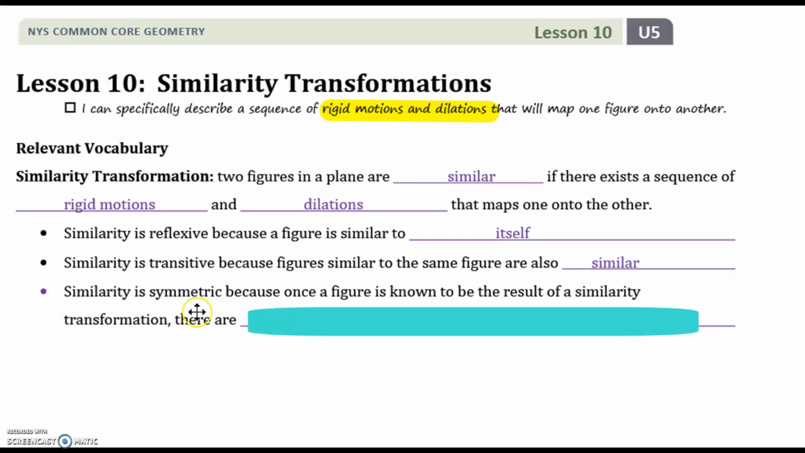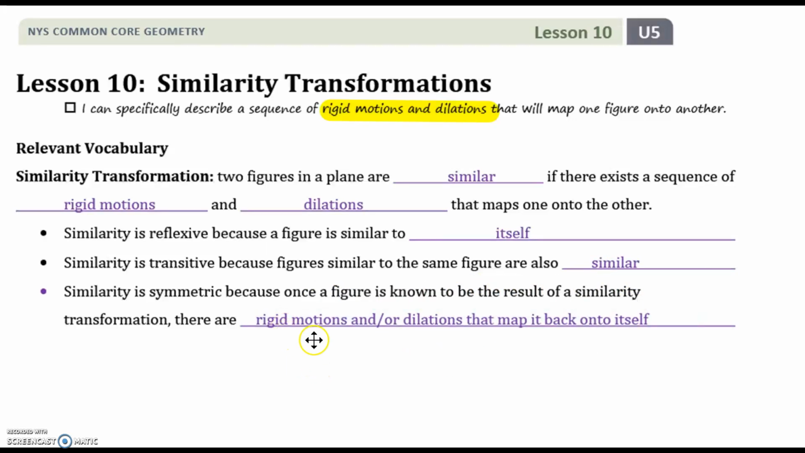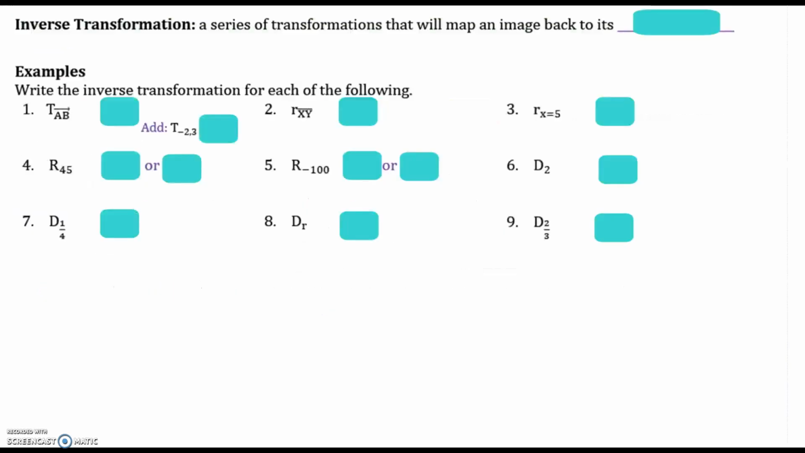And then similarity is symmetric, and this is going to be the focus of what we do in this lesson, because once you have a figure that is similar to a second one, there is something that you could do to map the image back onto the original. So symmetric means you could go forwards or backwards. That symmetric idea is what's going to lead us to inverse transformations. Inverse transformations are a series or just a single transformation that will map an image back onto its pre-image. So it undoes the original transformation.